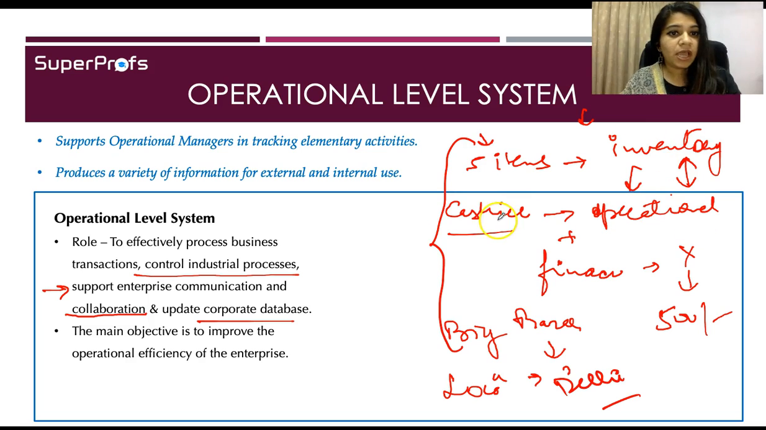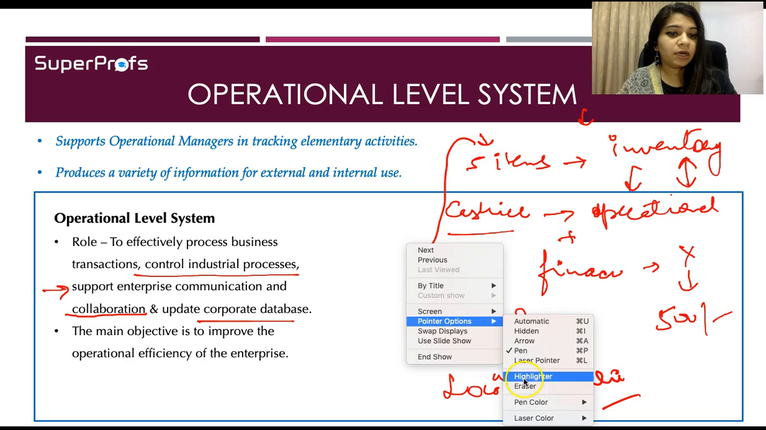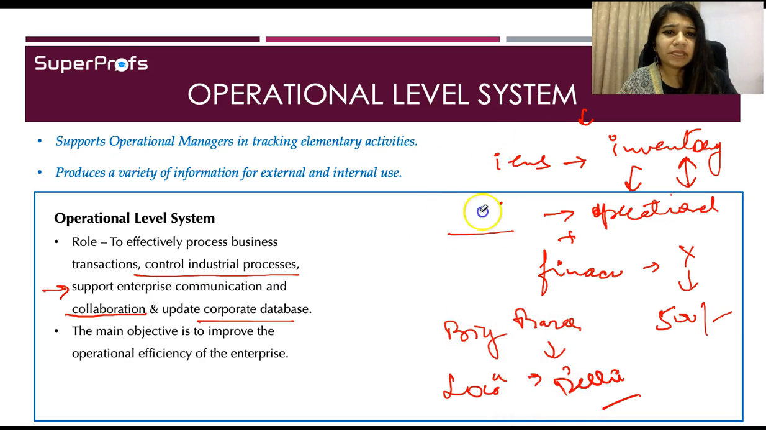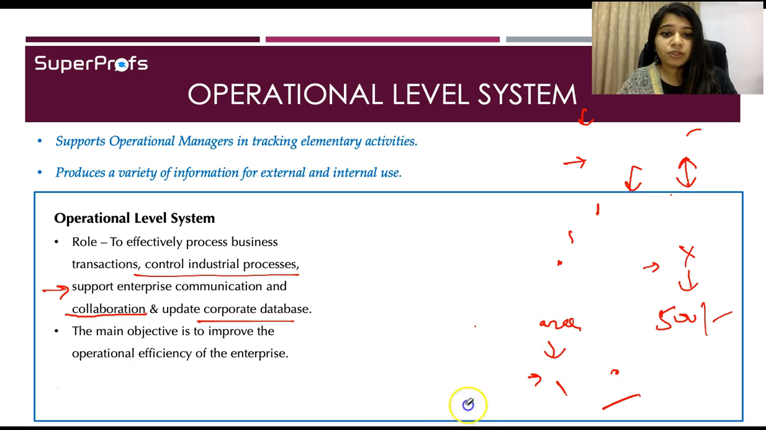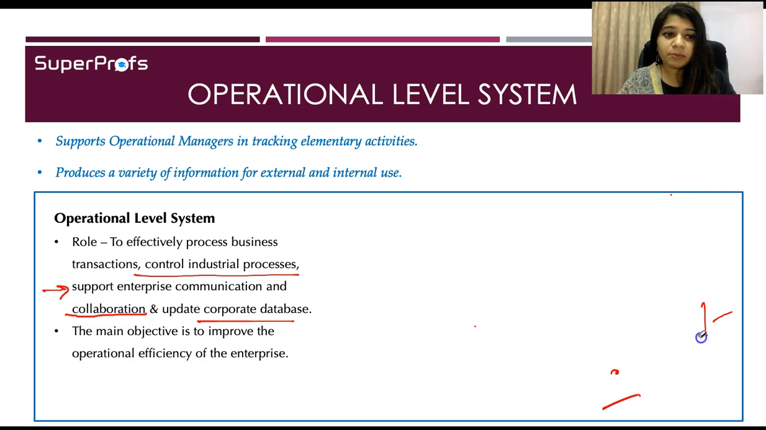And this is very operational, because this is a very basic transaction on a daily basis which is happening. So what are all these things between these different functions? You're basically collaborating between different functions, you're maintaining a common database, you're updating your corporate database.